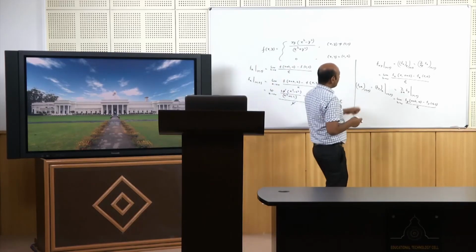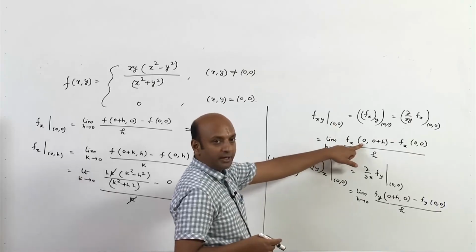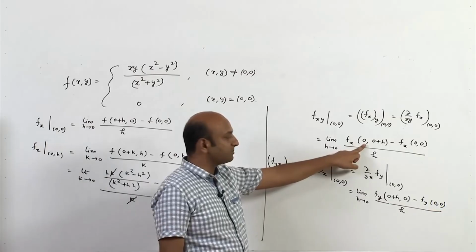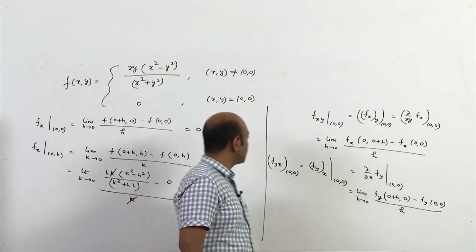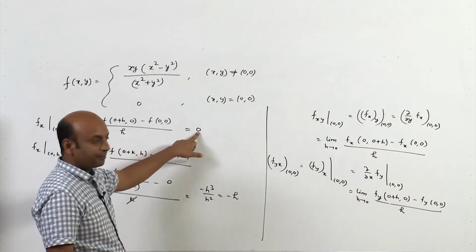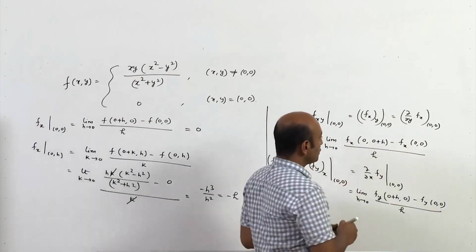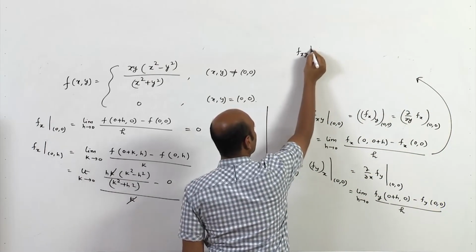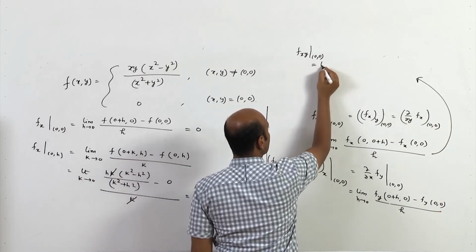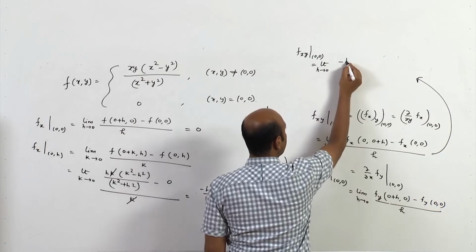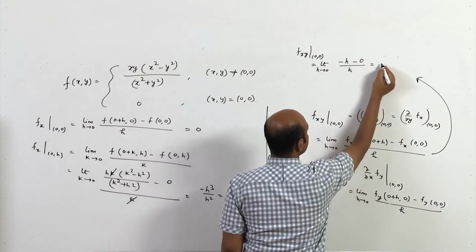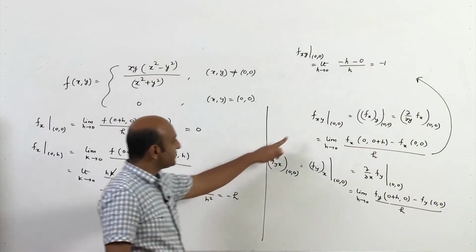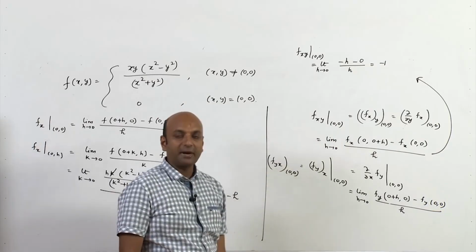So what can we say about f_xy at (0, 0)? Now, you can substitute it over here. f_x at (0, h) is minus h, and f_x at (0, 0) is 0, so it is 0 upon h. So this expression will be the limit h tending to 0 of (−h − 0)/h, which is minus 1. So we can say that this value at (0, 0) is minus 1.